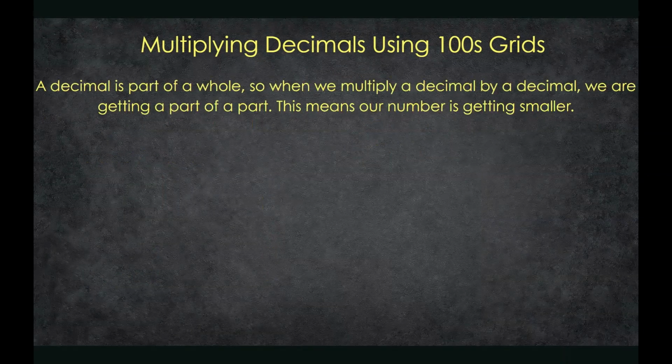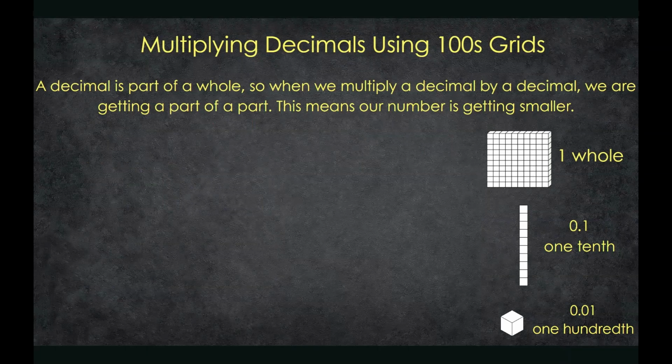Now, what you want to remember, a decimal is part of a whole. So when we multiply a decimal by a decimal, we are just getting a part of a part. This means our number is going to be getting much, much smaller. In decimals, our flat is worth 1 whole. Our rod is worth 1/10. We need 10 rods to make 1 flat. And then our little squares, those are called minis, those are hundredths. We need 10 hundredths to make a rod, and we need 100 hundredths to make a flat.